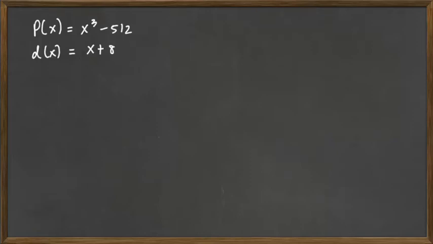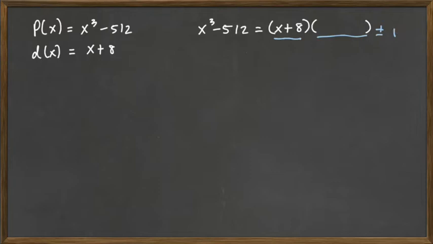Alright, in this video I'll be showing you how to do long division where you have some polynomial p of x equals x cubed minus 512, and you're dividing it by a polynomial we're calling d of x, which is d for divisor, which is x plus 8. So we're dividing these two polynomials, and when we get our answer, we're going to write our polynomial as x plus 8 times whatever our quotient or answer is, plus or minus some remainder. So let's go ahead and get started.